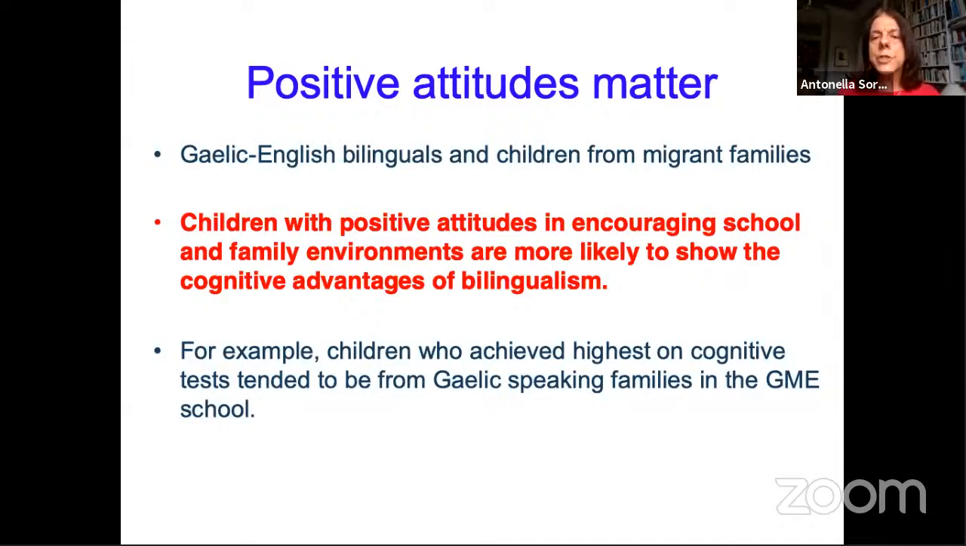So, for example, the children who achieved the highest scores on cognitive tests tended to be from Gaelic-speaking families and go to Gaelic medium education schools. So both very supportive and positive environments for the use of Gaelic.